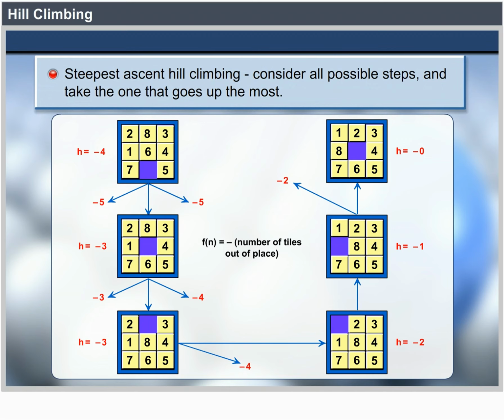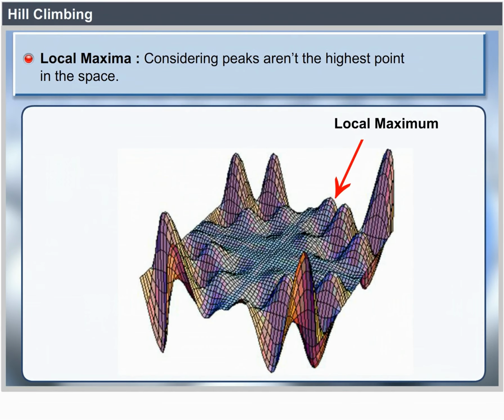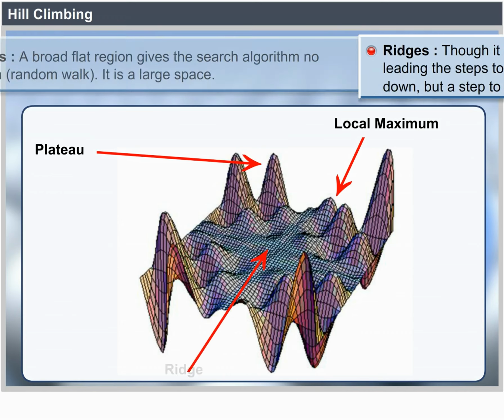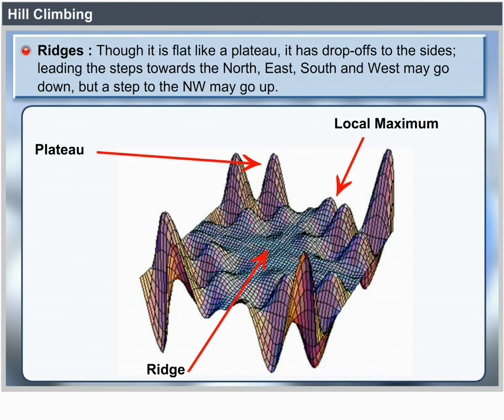Local maxima. Peaks aren't the highest point in the space. Plateaus. A broad flat region gives the search algorithm no direction. Random walk. It is a large space. Ridges. Though it is flat like a plateau, it has drop-offs to the sides. Leading the steps towards the north, east, south and west may go down, but a step towards the northwest may go up.